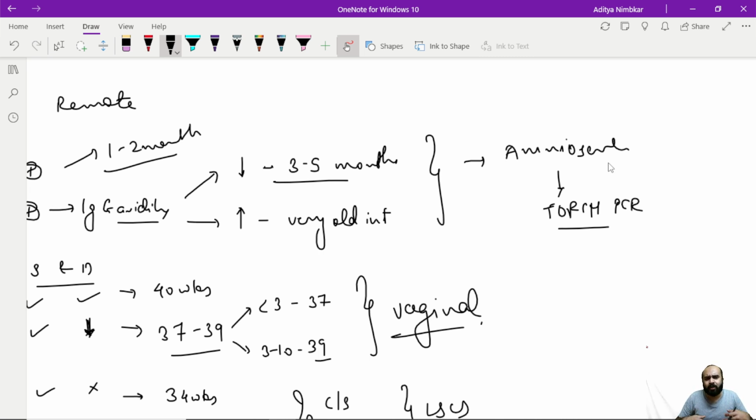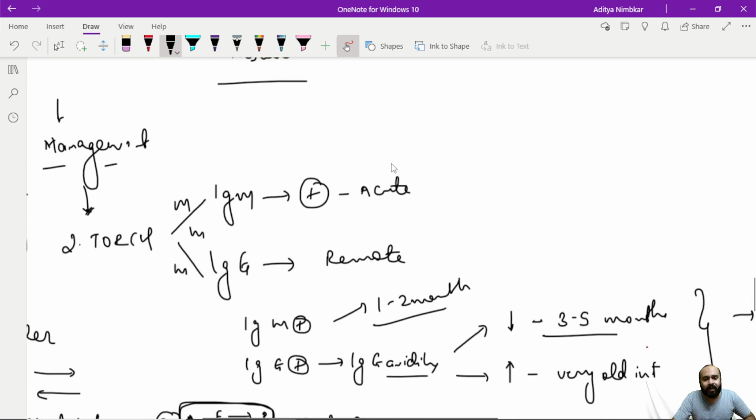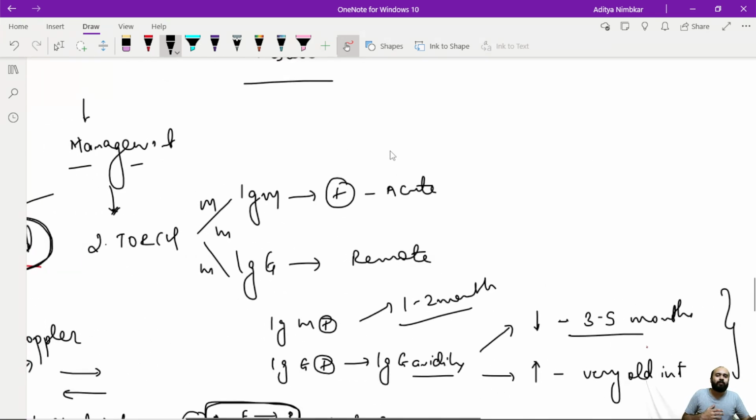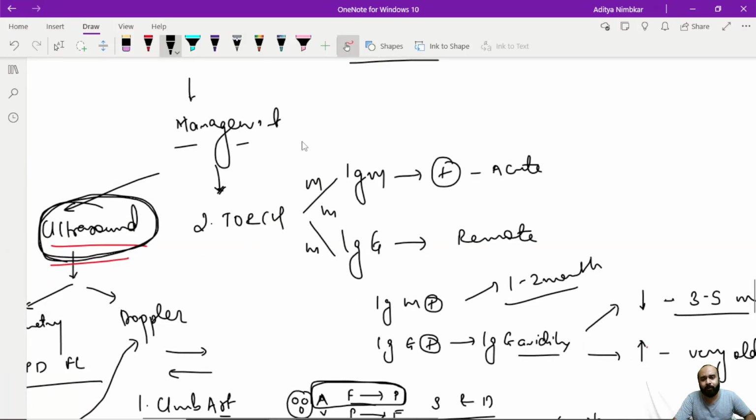It might so happen that the mother was infected but it didn't go to the fetus. So to confirm whether it has affected the fetus, you do a TORCH PCR of the amniotic fluid. What is the treatment? You give spiramycin, you can also give pyrimethamine and sulfadiazine, and that is the treatment for TORCH. Although unfortunately it is often too late by the time you diagnose it.